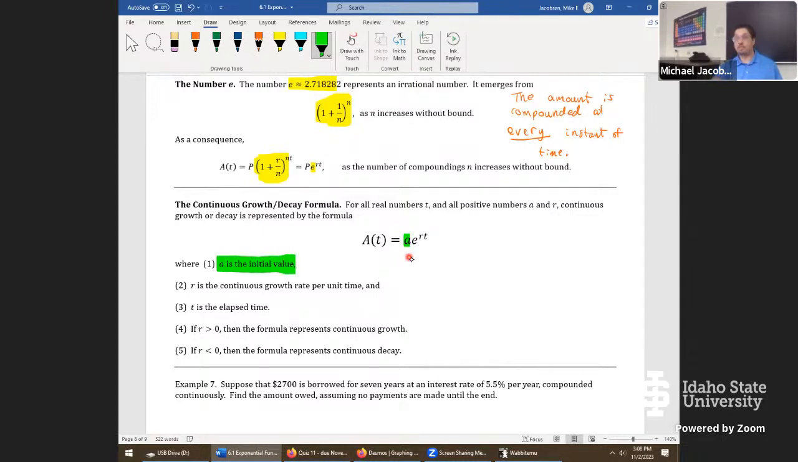So A is the initial amount or the initial value of some quantity. R, we said interest rate before, but we were just thinking about money, and now R could be anything. We're going to call it the continuous growth rate per unit time. If R is bigger than 0, then we really mean growth. There'll be a continuous growth function. And R could be negative. When it's negative, we think of it as continuous decay as a function.